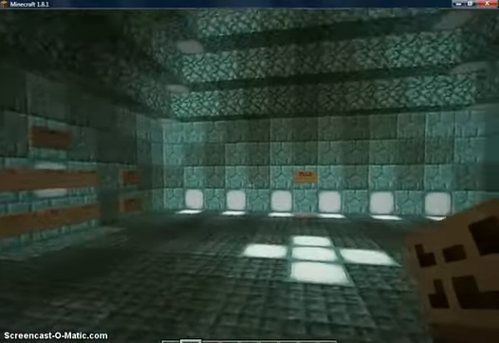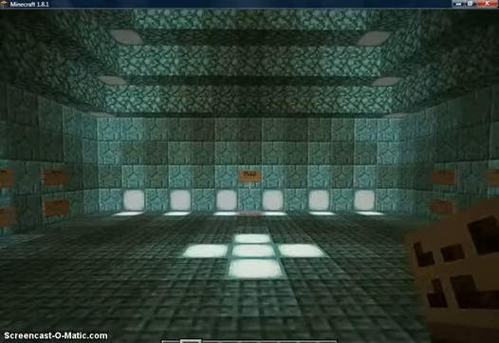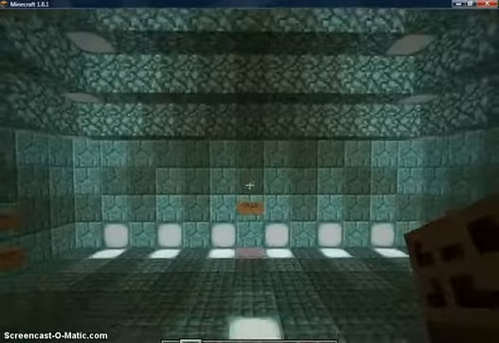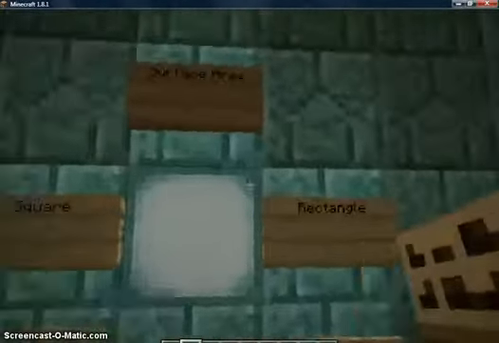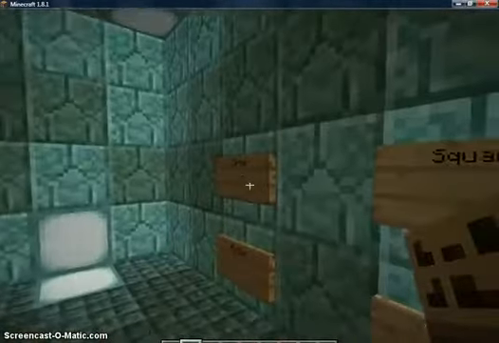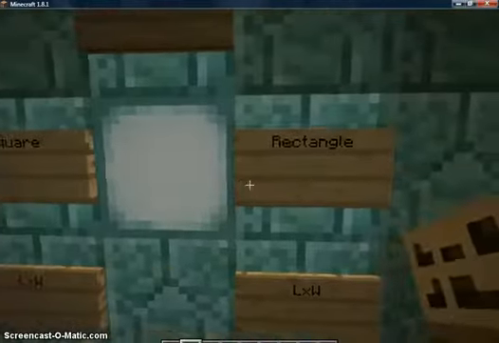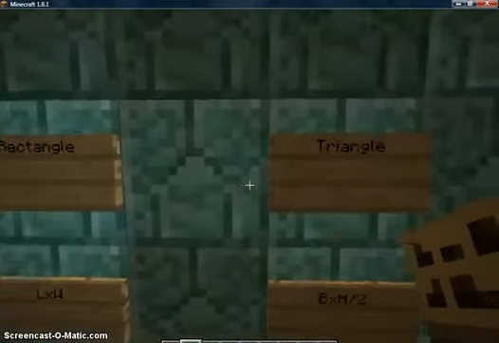Hello, I'm doing a surface area and volume project for math and I'm using Minecraft. So I'm going to go ahead and get started. So for my surface area, I'm using a circle, a square, a rectangle, and a triangle.